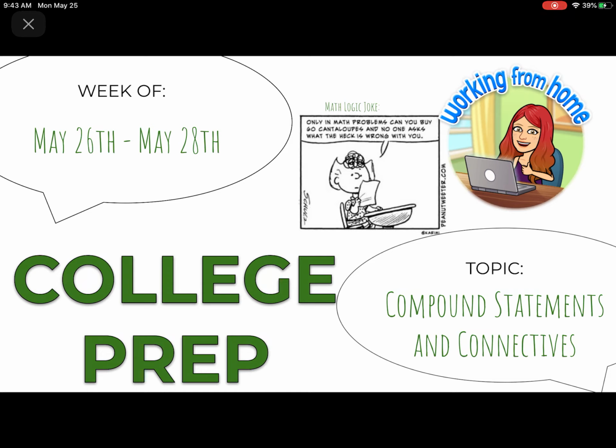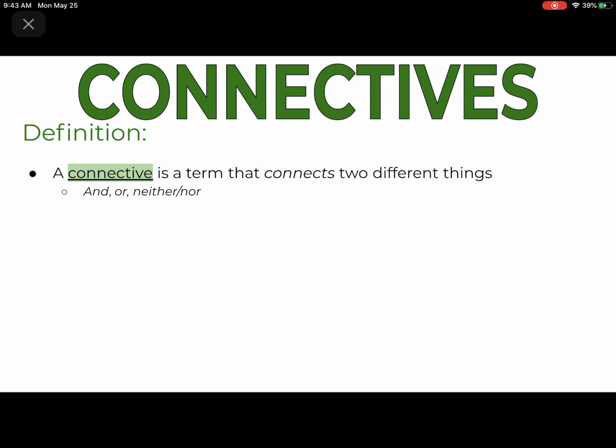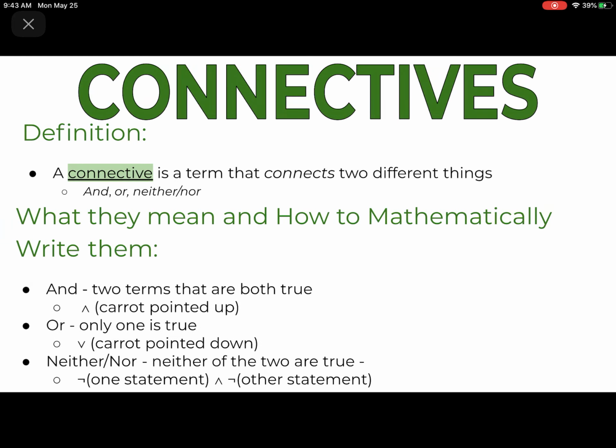And now let's get into compound statements and connectives. We'll start with connectives. So a connective is a term that connects two different things, and some of these are and, or, and neither, nor. Okay? What they mean and how to mathematically write them. And means that both of the two statements are true. So you'll get an upward caret to connect the two statements.